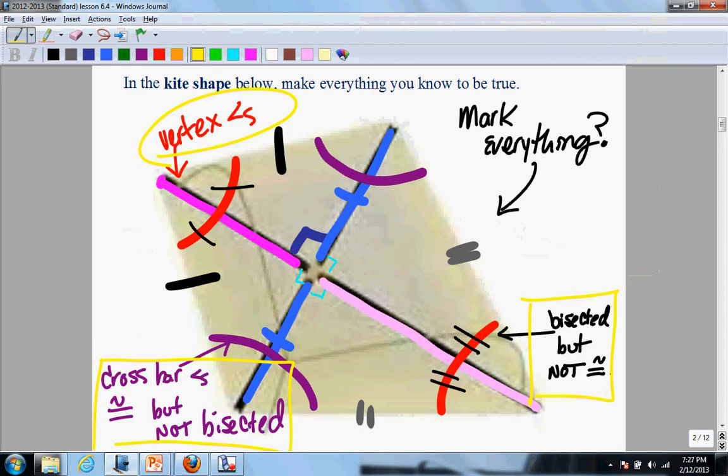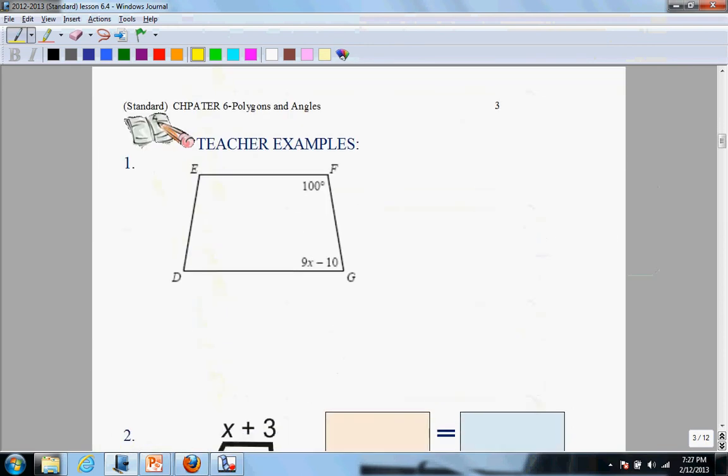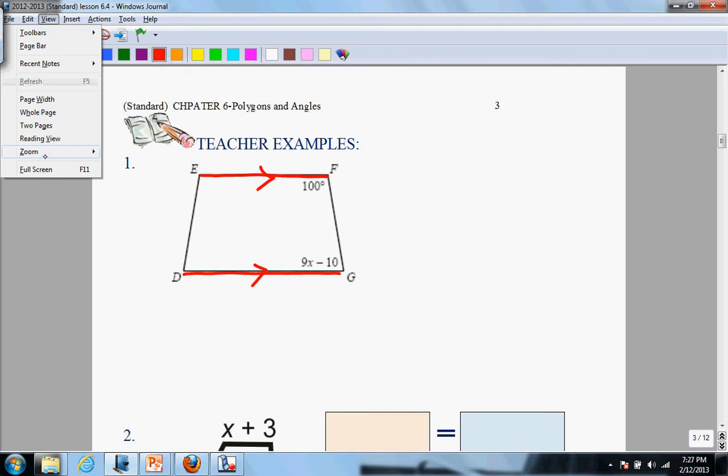Alrighty guys, back to the kite. Have a seat. I want to do 3 examples together. You're looking at page 3, please. Okay, we have a trapezoid here. Step 1, I'd like you to trace the parallel sides. Put the little arrow feathers on there.